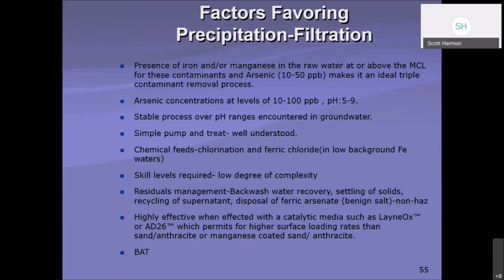Highly effective when paired with a catalytic media such as Lanox, here's Lanox again, or AD26. I won't go into a sales pitch for them, but there are different types of media out there that work, that have these types of manganese coatings that arsenic, iron, and for that matter manganese readily adhere to, which would help in the overall removal of any iron, arsenic, or manganese that escapes through your sedimentation process.